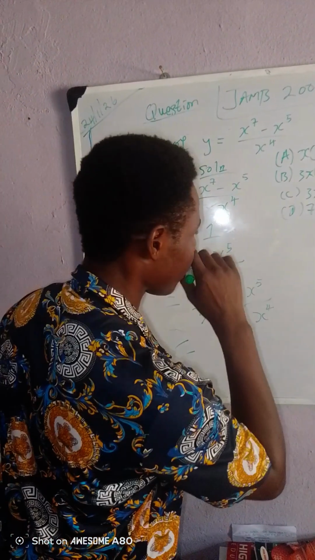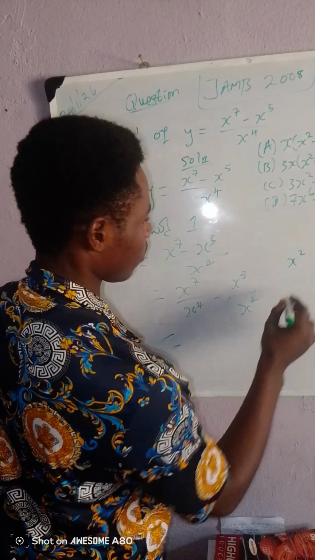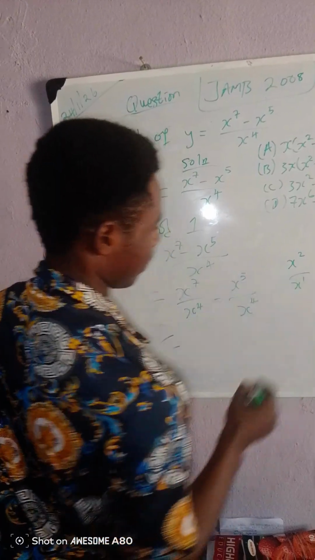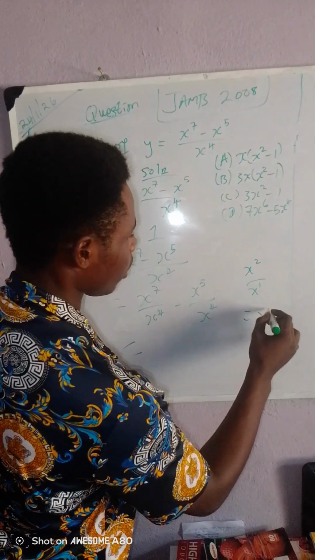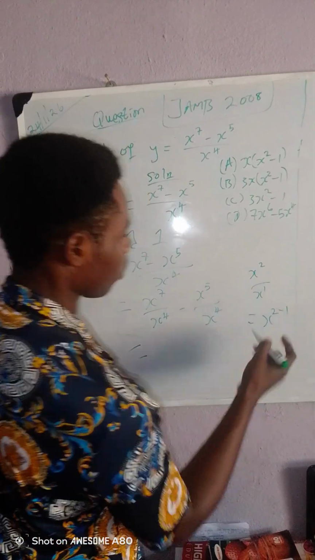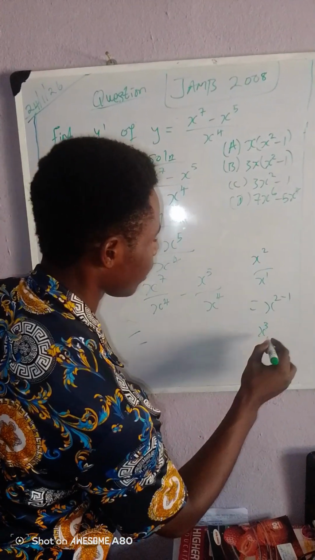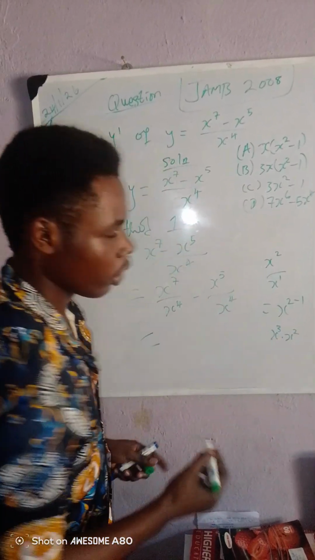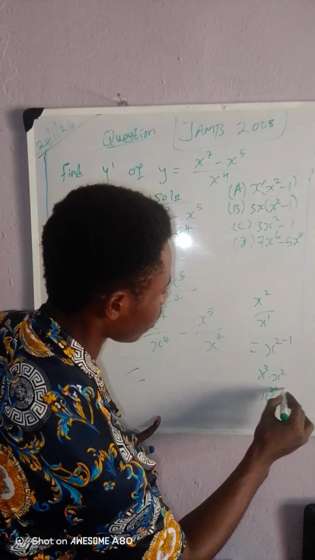Law of indices says if you get, for example, x raised to power 2 over x raised to power 1, which is just x, this thing will become x to the power of 2 minus 1, because now we divide. Why, if now it is multiplication, if you get x to the power of 3 times x to the power of 2, it will become x to the power of 3 plus 2.